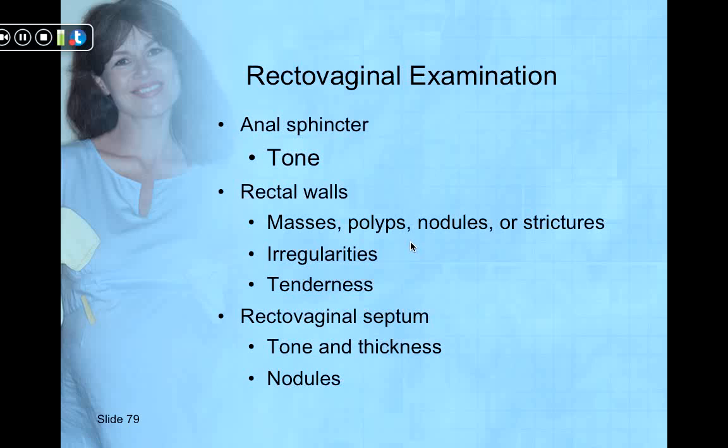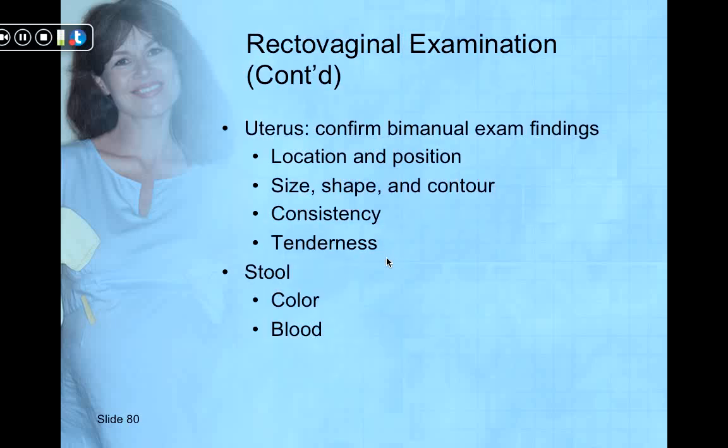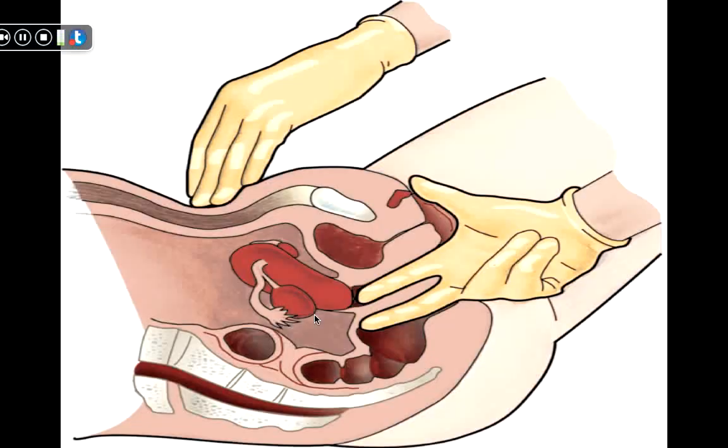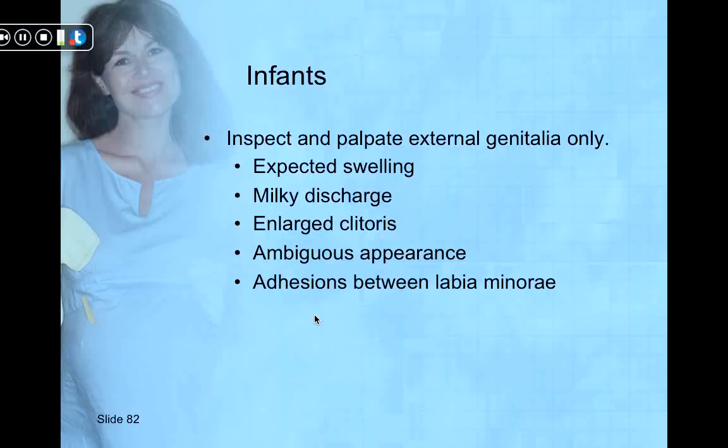On the rectovaginal exam, which we will perform from time to time, looking for their anal sphincter tone, their rectal walls. Do they have any hemorrhoids, masses, polyps, nodules, strictures, tenderness, fissures? In the examination of the rectovaginal septum, the tone and thickness, and any nodules there. You can feel the posterior aspect of the uterus. It kind of confirms your bimanual findings. And you can examine stool for color and for blood after. And here demonstrates the rectovaginal part of the examination.